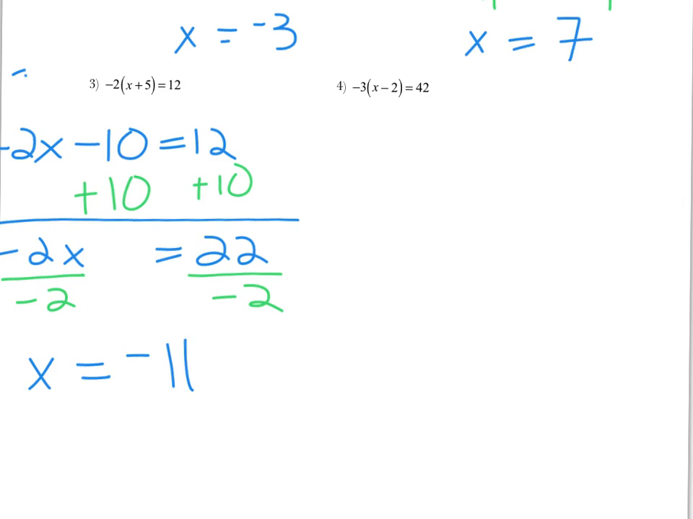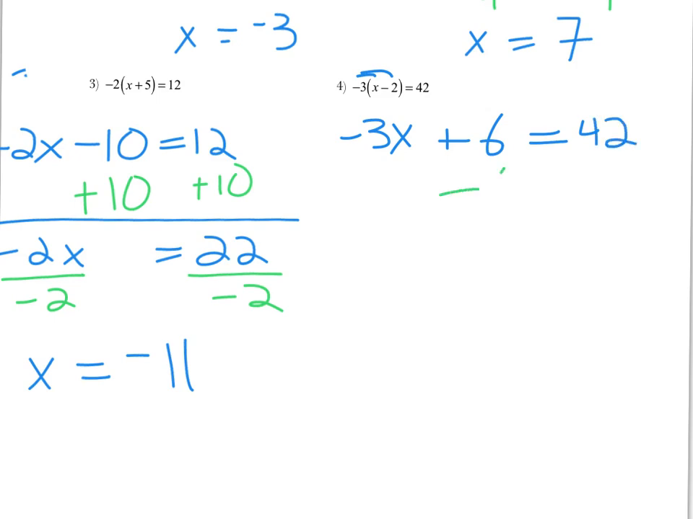And lastly, in number 4, this time we're going to distribute that negative 3 that you see on the outside. And remember, that changes all the signs. So x, when multiplied by a negative 3, becomes negative 3x. And be careful with this next term. Negative 3 times negative 2 will give me a positive 6. That's an easy place to lose a minus sign. So be careful with that.